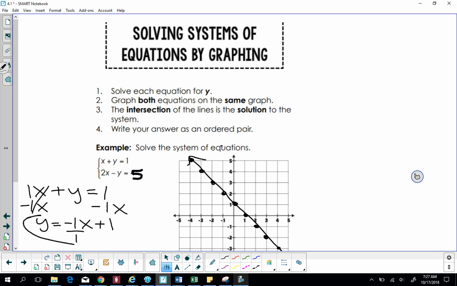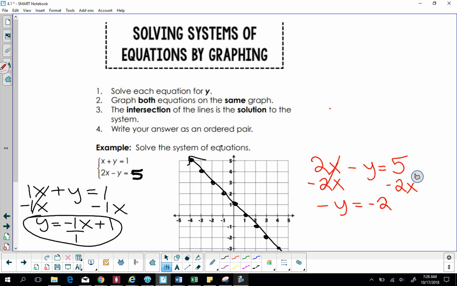So the first one I did in black right here. The second one I'm going to do in red. So my second equation is 2x minus y equals 5. So who can raise their hand and tell me the first thing I would do to get y by itself? Subtract 2x, right? Can I combine 5 minus 2x? No, they don't have the same last name. And so you end up getting, don't drop that negative, negative y equals negative 2x plus 5.